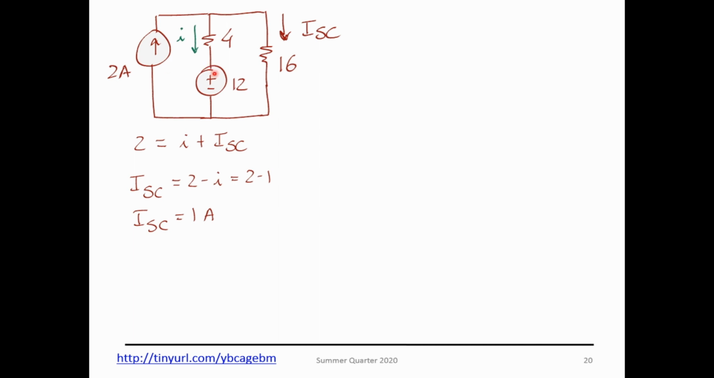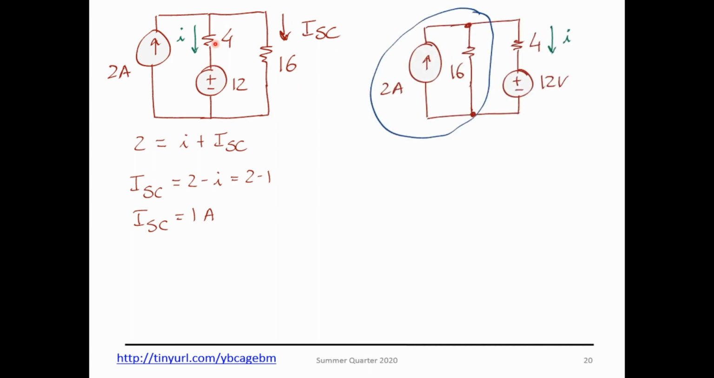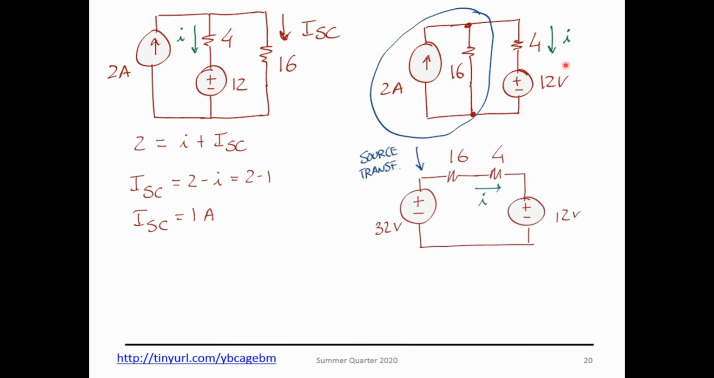Looking at the circuit over here, I can rearrange the 16 because everything is in parallel, so I can put it closer to my current source. And now I can apply a source transformation. Notice that I don't lose track of the I. The I is still the same. Even doing this source transformation, the current is still the one that I want to calculate.